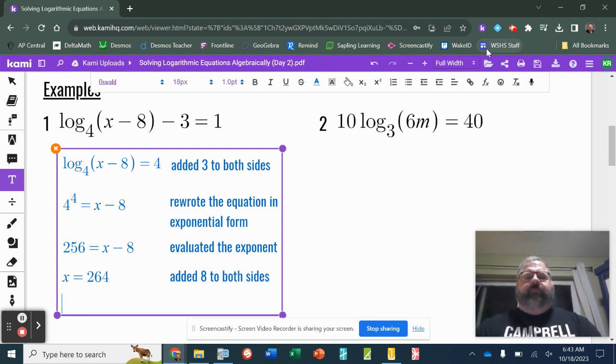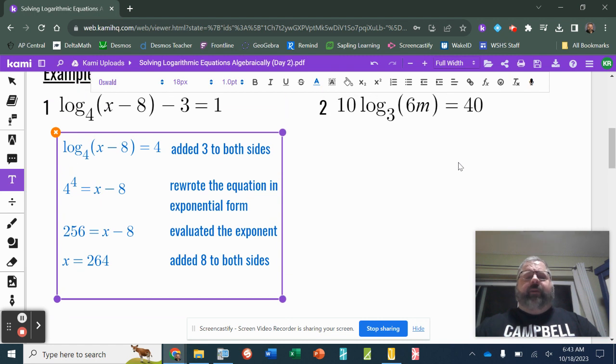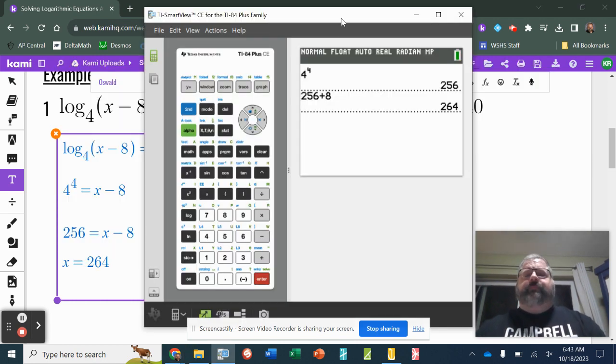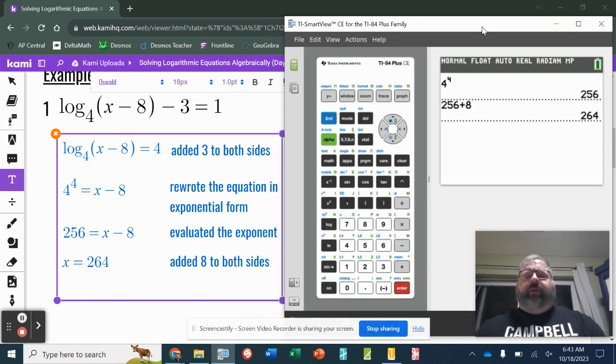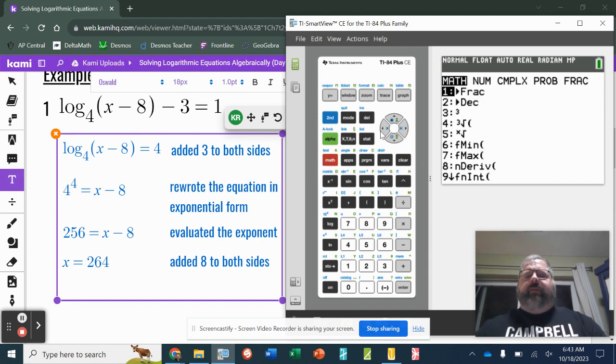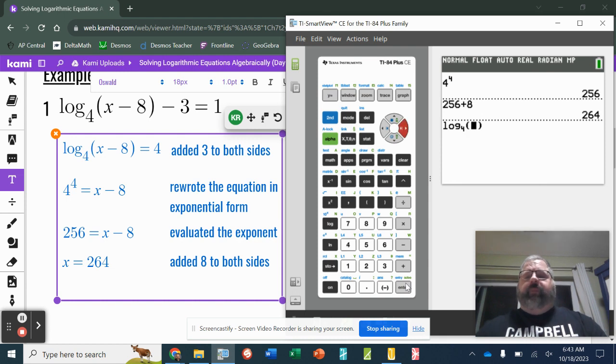All right. Now my last and final step is I need to make sure that this actually works in the original equation. I need to check for extraneous solutions. This I always just do on the calculator. So we have a proposed solution of 264. Let's make sure it works back in the original equation. So I'm going to go math, because I need a different base in there. Come up to option A, log base, base of 4. And now I'm going to substitute in 264 for x minus 8.